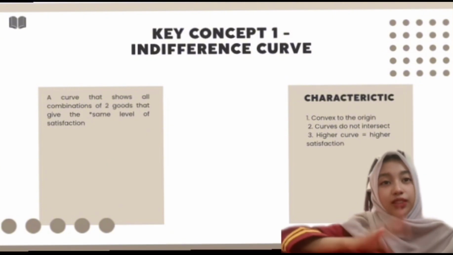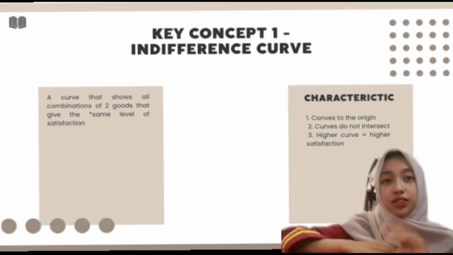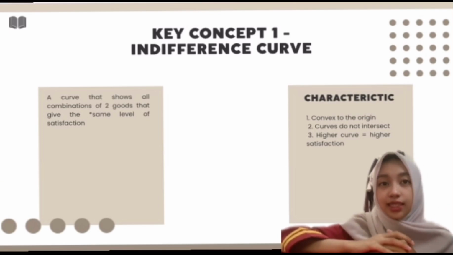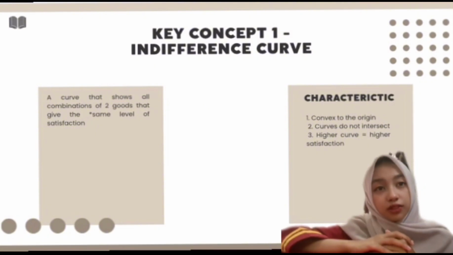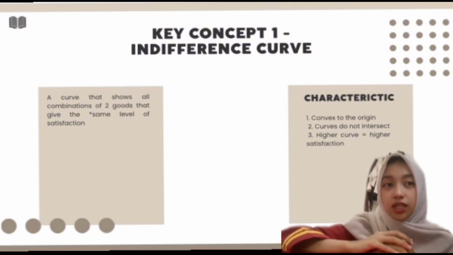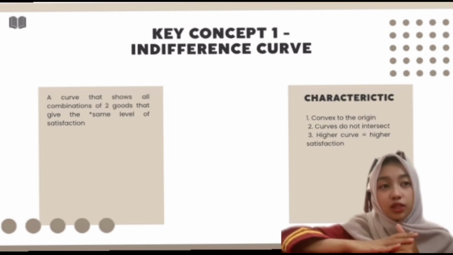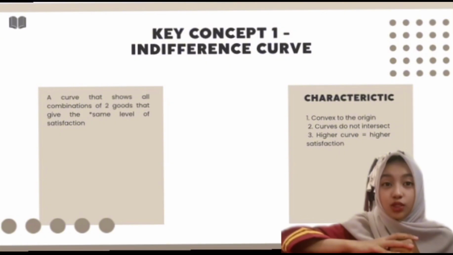It has three main characteristics. First, it is convex to the origin. Second, indifference curves never intersect each other. And third, the higher the curve, the higher the satisfaction level. So, if we move to the right, it means we are happier.